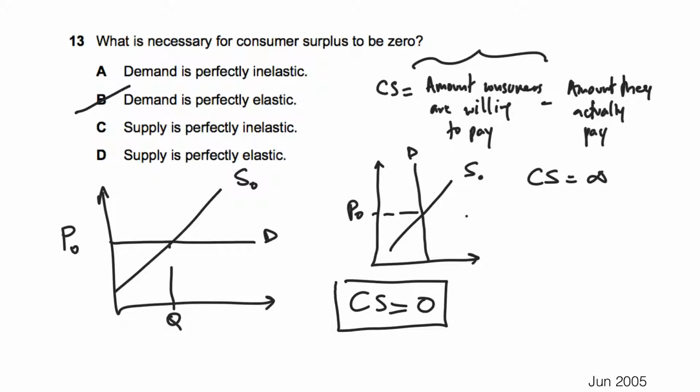And the reason why what you're willing to pay is exactly what you actually pay is simply because if the demand is elastic, then the consumer can easily switch to a substitute good, and that's why he is not willing to pay any price above what the market price would be. So the right answer is B for this question.